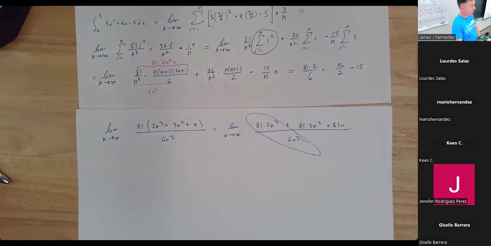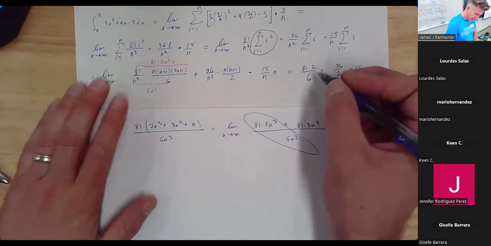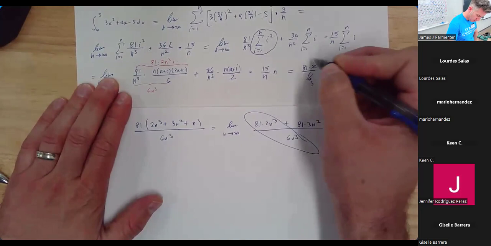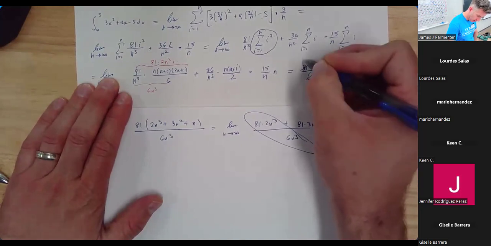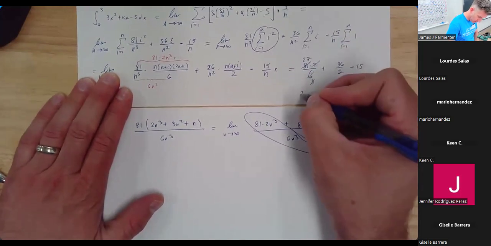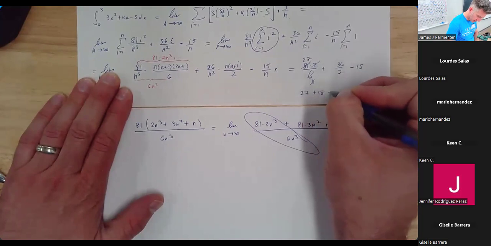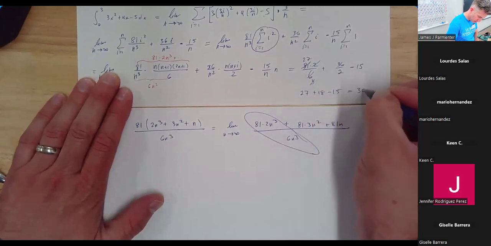You should ask questions if you have questions. Okay, so then finally we get, we cancel a 2 here and a 2 here. We cancel a 3 here and a 3 there. And we get 27 plus 18 minus 15, which is 30.